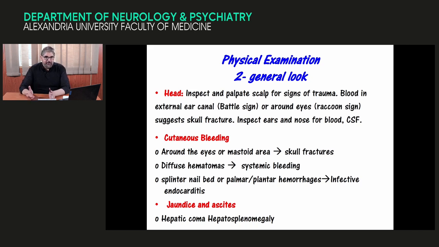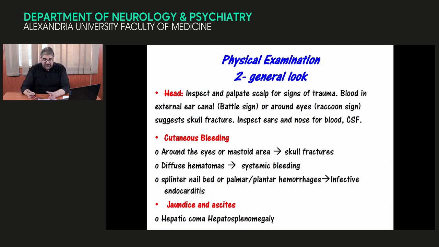If you examine the patient's head and neck and you find blood in the external ear, a Battle sign, or blood around the eye, which is called raccoon sign, this may suggest skull fractures. If the patient has a running nose with blood tinged with clear fluid, it may be a fracture of the base of the skull, and the patient has CSF rhinorrhea.